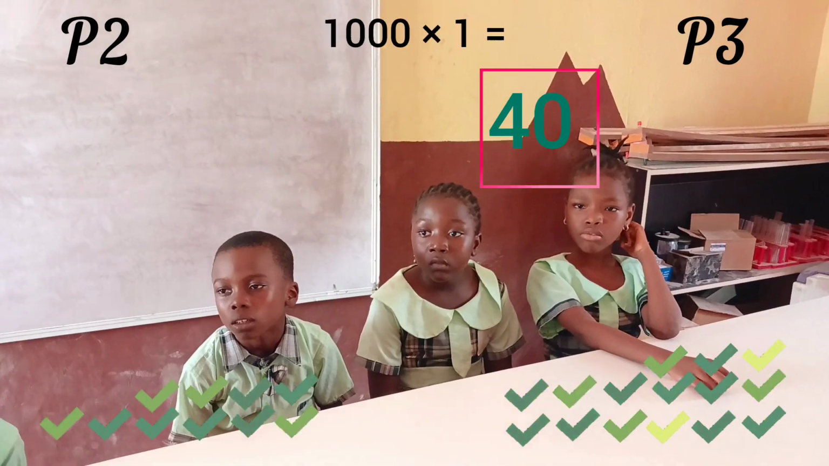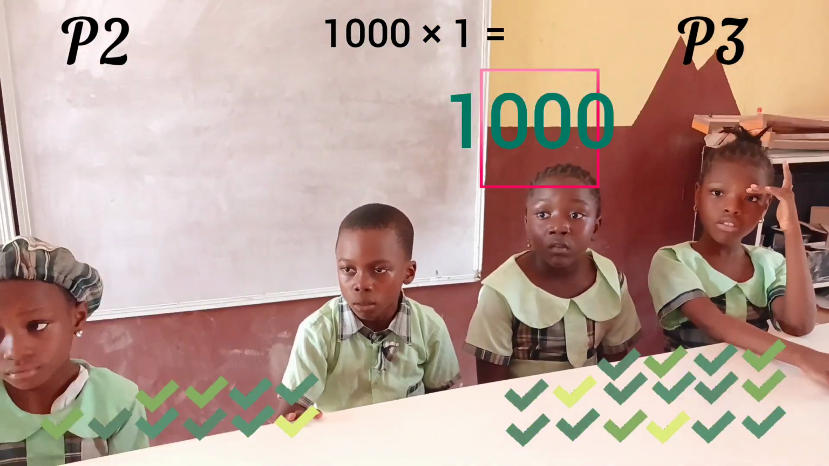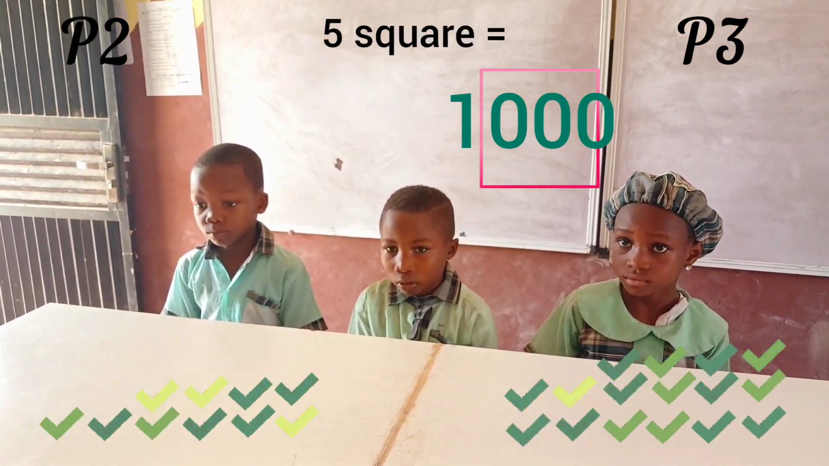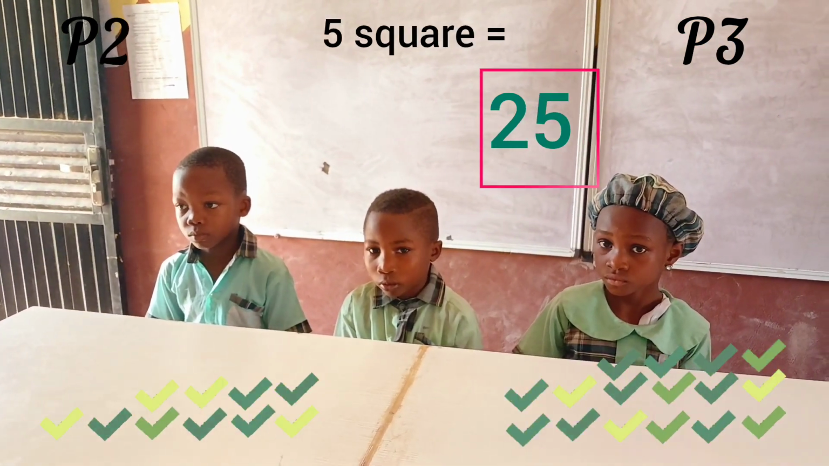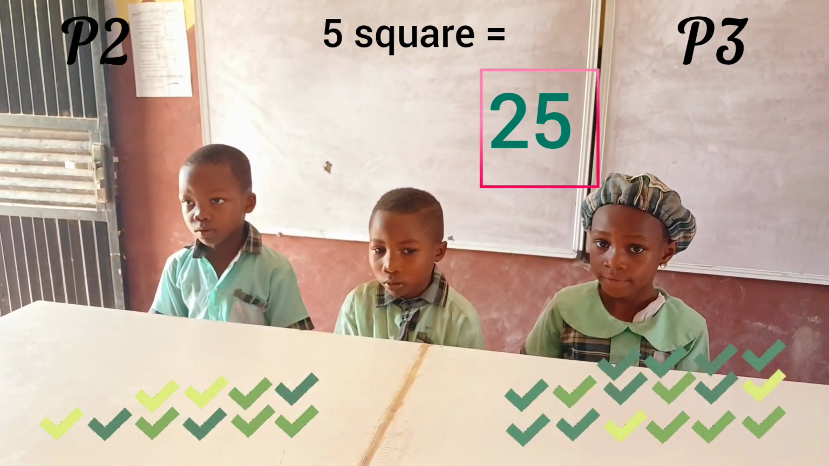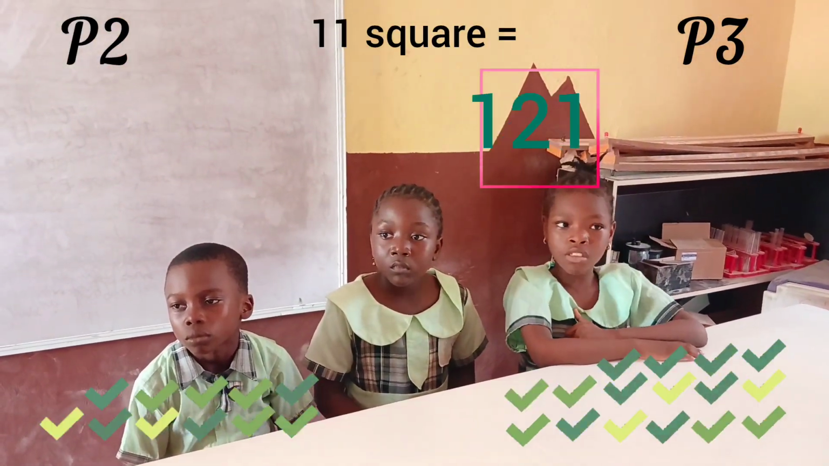1,000 times 1. The last question now. What is 5 square? 5 square. What is 11 square?